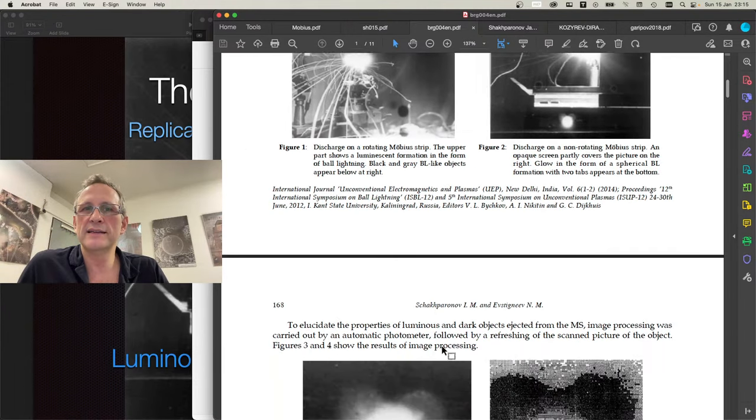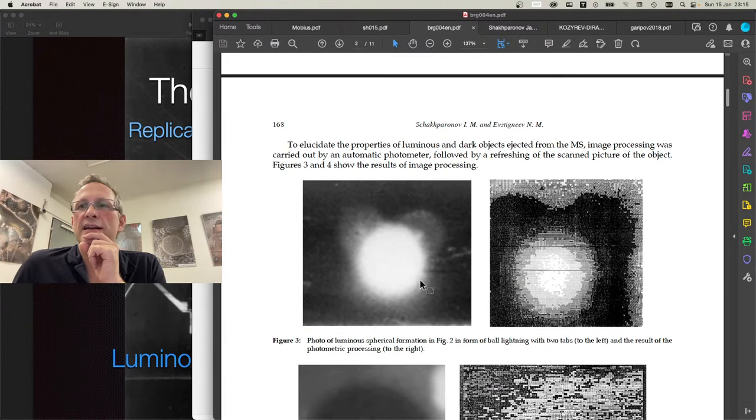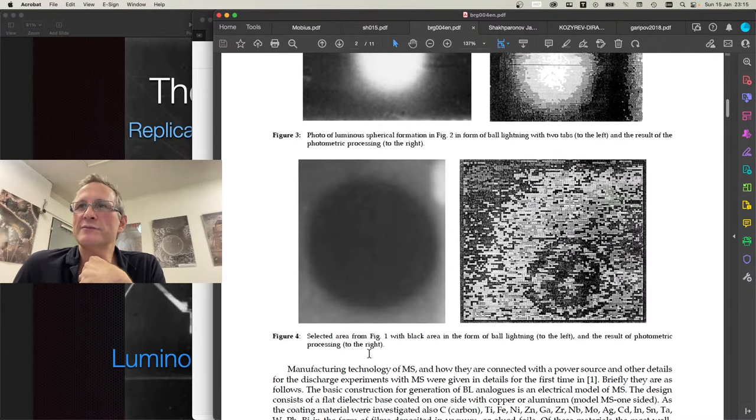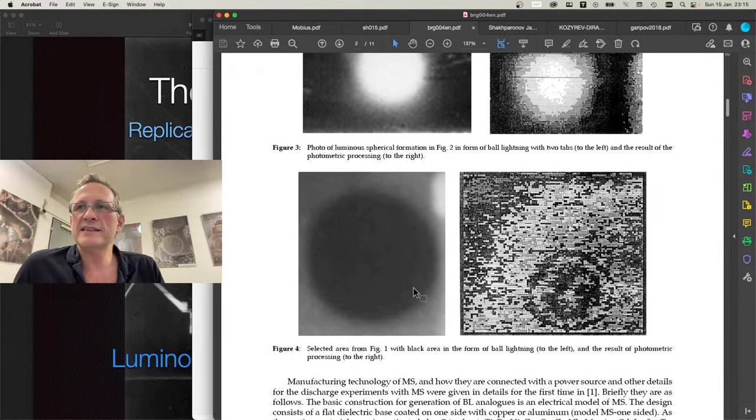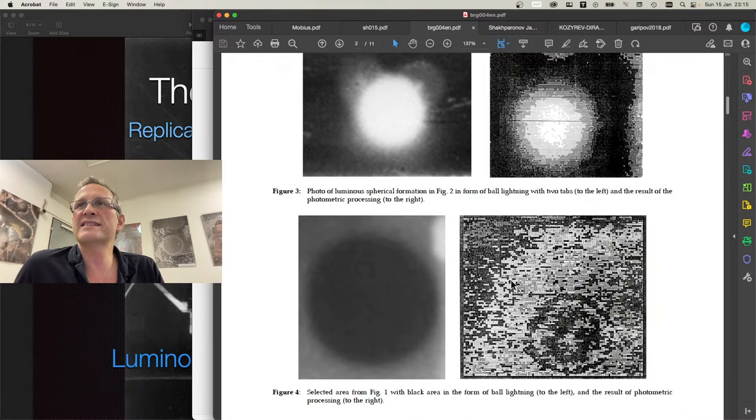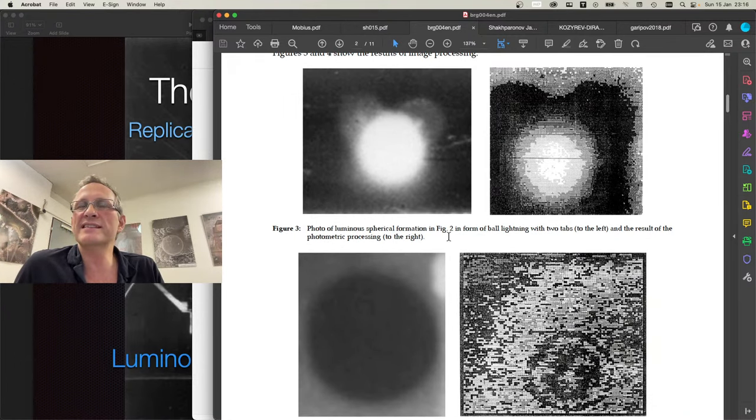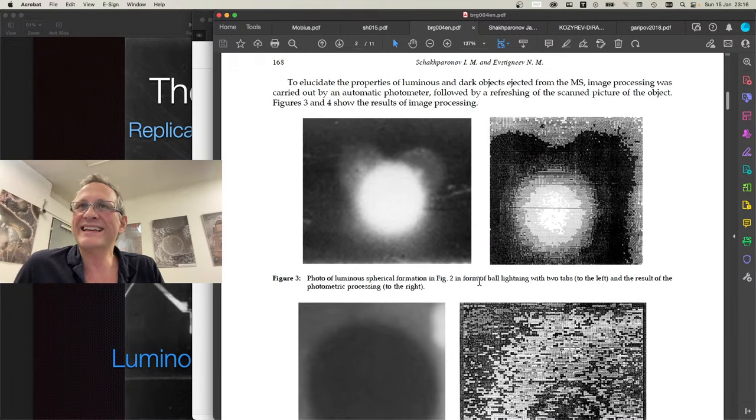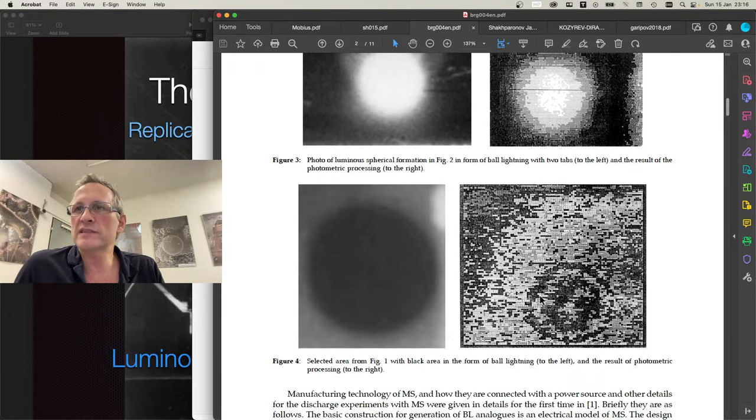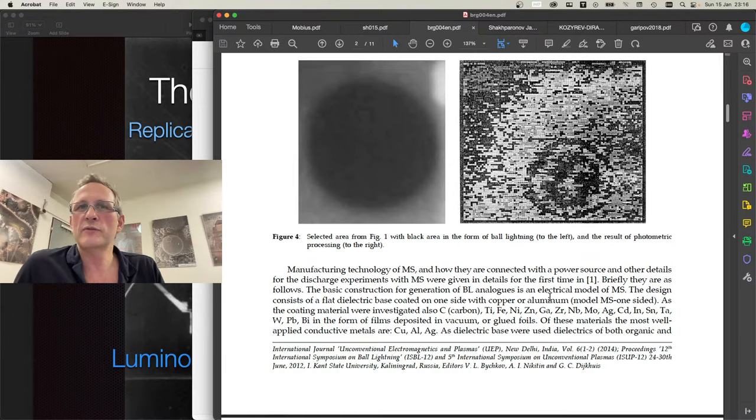Okay. All right. So they actually did some processing on this, photometric processing, and they see this luminous spherical formation in the form of ball lightning with two lobes to the left, and the result of the photometric processing to the right. Okay, so this is what we've got here, and this is the equivalent of the dark. So what they're saying is that there is structure within this luminous area that they can get out of the photo. And again, we've got some sort of structure going on, this layer here, and something on the inside as well, what you can work out.